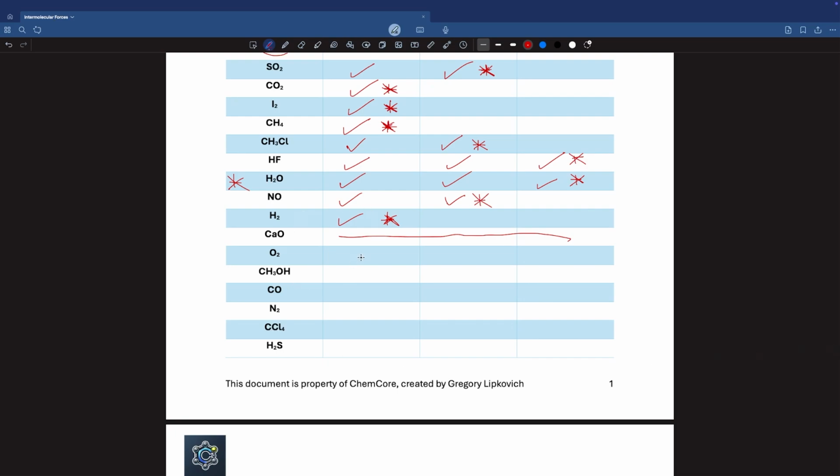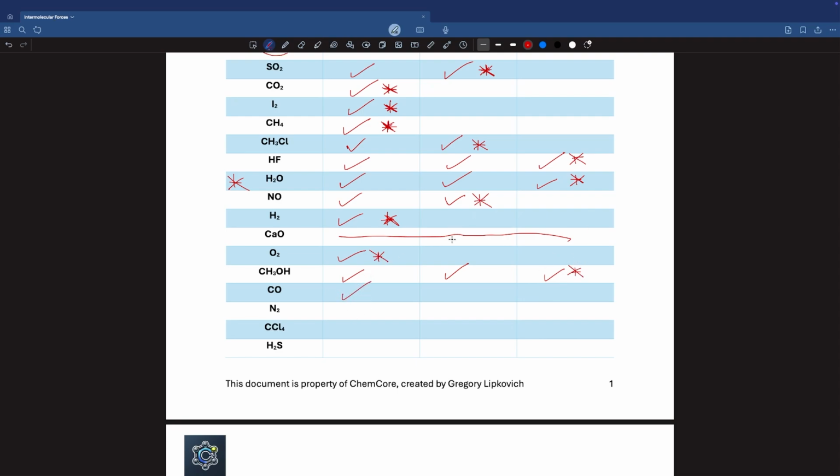O2, it's a covalent molecule, so definitely does have London dispersion forces, but it's nonpolar and does not have hydrogen, so only London dispersion forces. CH3OH, covalent molecule, also polar, and hydrogen is connected to oxygen, so it does have hydrogen bonding. So hydrogen bonding is our strongest force.